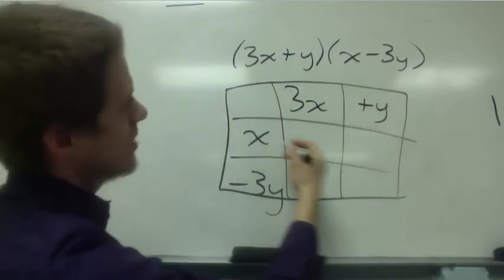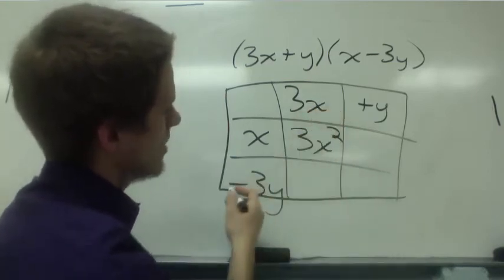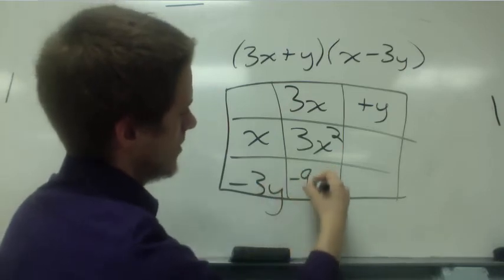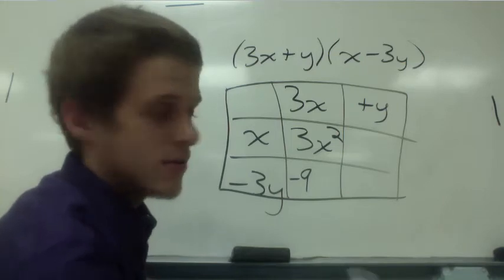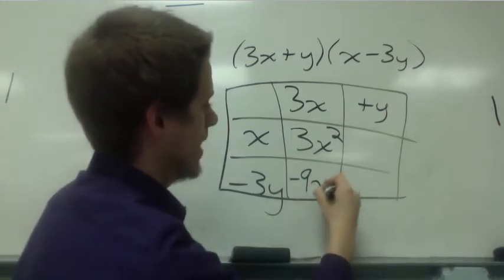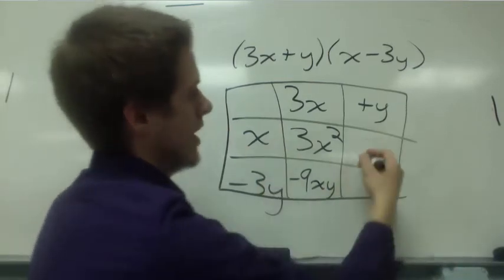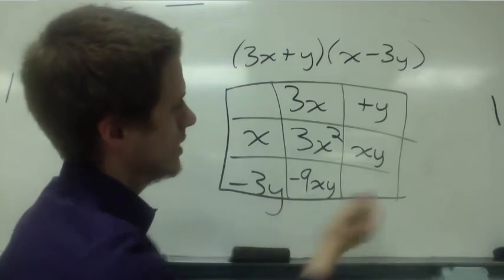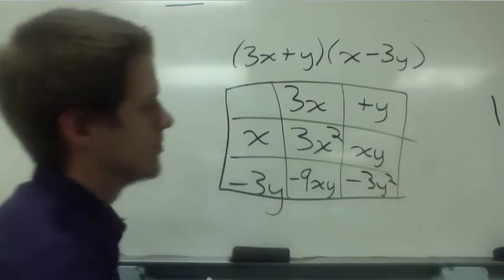Alright, so 3x times x gives me 3x squared. 3x times negative 3y. Well, the coefficients come out to negative 9. X and y, they're not the same base. So you just write both of them, x times y. Negative 9xy. X times y is just xy. And then negative 3y times y will be negative 3y squared.